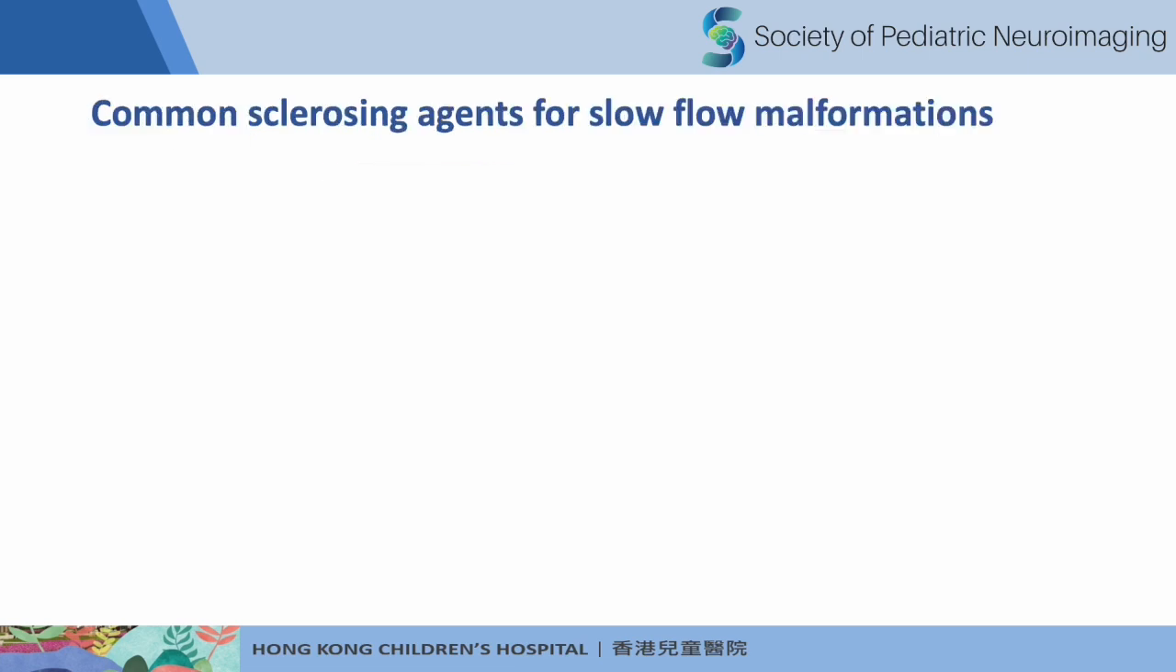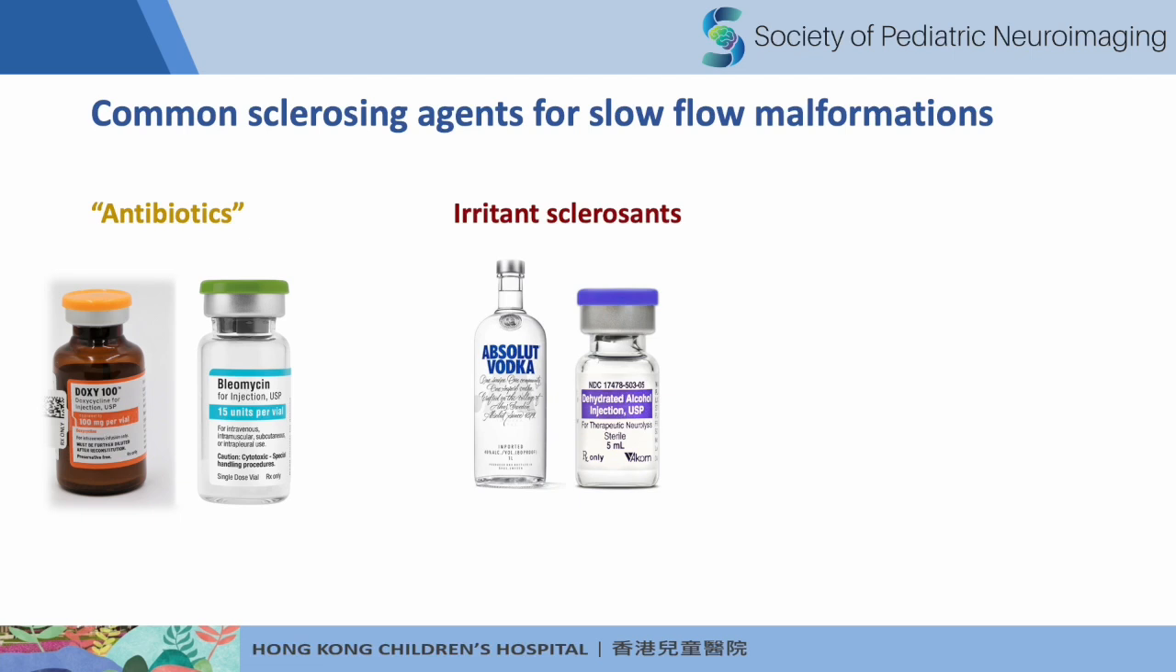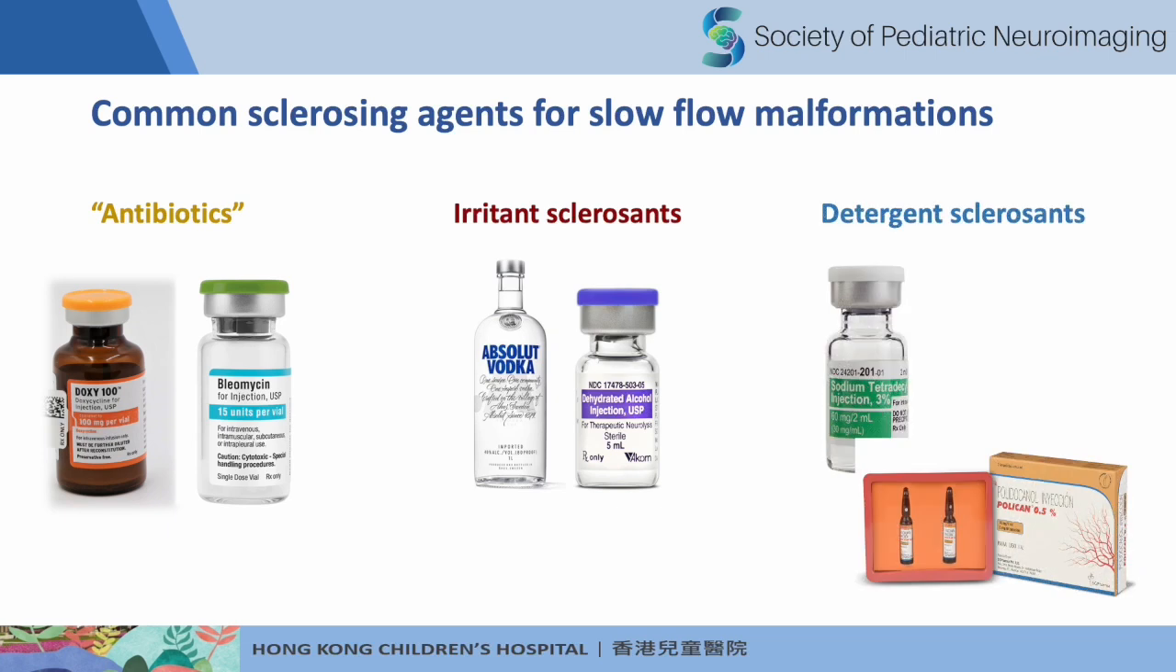So some common sclerosing agents for slow flow malformation include antibiotics, in this case doxycycline, and bleomycin; irritant sclerosants, most often absolute alcohol; or detergent sclerosants, which is commonly STS. It comes in 0.5%, 1%, and 3%, and in some localities you would have something like polidocanol.